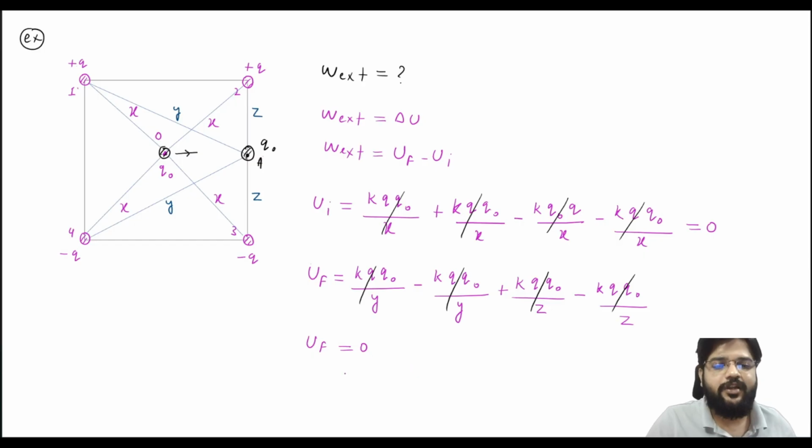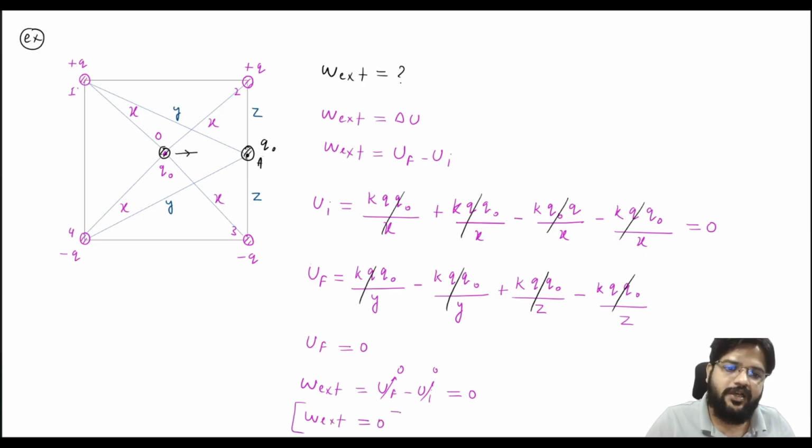So the initial is 0 and the final is also 0 here, and we know that the work done by the external agent is equal to final minus initial. So the final is 0 and the initial is also 0. So the work done by the external agent should be 0. So finally we are getting that the work done by the external agent is 0, and this is the answer, everyone. It means if you want to move this charge from A to O to A, then the work done by the external agent is 0, correct? Note down.